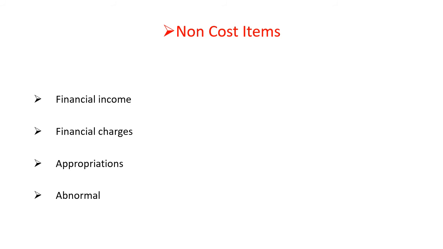These are non-cost items, to be excluded from the computation of total cost. First one, financial income: capital profit, dividend received, brokerage and commission received, share transfer fees received, interest on investment, interest on bank deposit, rent received, bad debts recovered, interest on loan given are to be excluded from the computation of total cost.